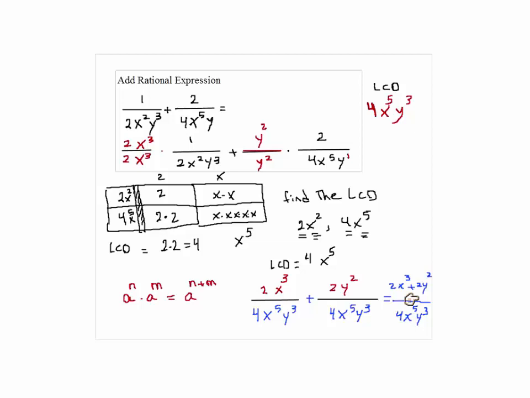Okay, well, let's take a look. At the top of the fraction we have 2x to the power of 3 plus 2y squared, and at the bottom of the fraction we have the LCD. So we added these. So far we have 2x to the power of 3 plus 2y to the power of 2 over, and the LCD is 4x to the power of 5, y to the power of 3. One more time, Brian, tell me how you want to simplify this.